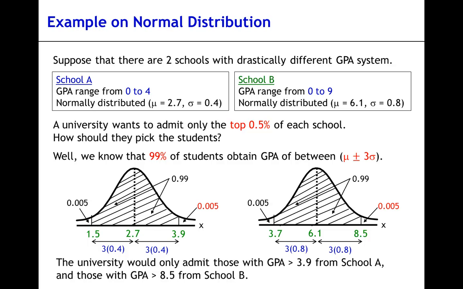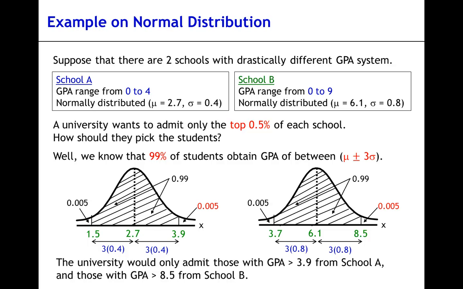In an earlier example, we have two schools with drastically different GPA systems, and the university was looking into admitting only the top 0.5% from each school. Using the known properties of the normal curve, we found the top 0.5% for school A with those with GPA greater than 3.9, and the top 0.5% for school B with those with GPA greater than 8.5.